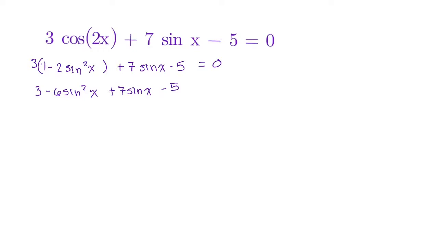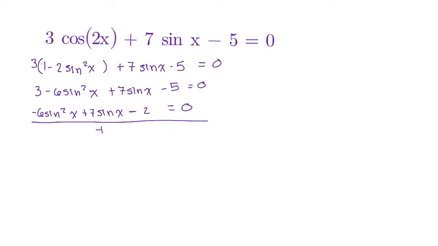And then we simplify this. We get negative 6 sine squared of x plus 7 sine of x minus 2. Then I always want my leading term to be positive, so I'm going to divide by negative 1. So this gives me 6 sine squared of x minus 7 sine of x minus 2 is equal to 0.